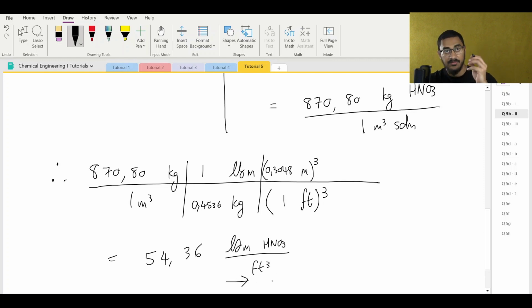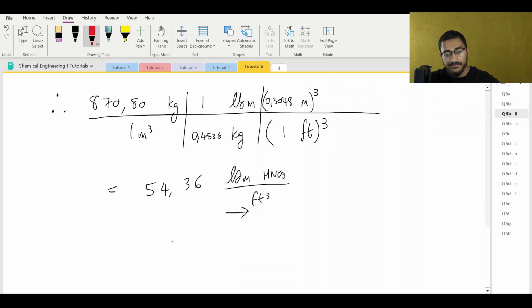And this is your final answer. But as always, you know that I like to do a sanity check or a double check just to see if I'm on the right track. So watch this. 870.80 kilograms per cubic meter was my solution density. Let me just do this on the side, right? I know that 1,000 kilograms per cubic meter is the density of water. And you should already know this, that the density of water in the imperial system in pound mass per cubic foot is 62.4 pound masses per cubic foot.